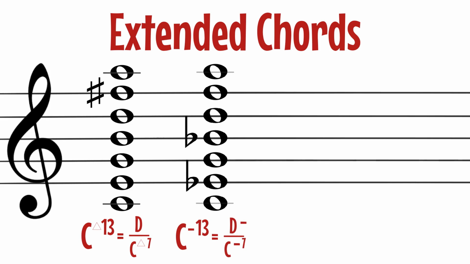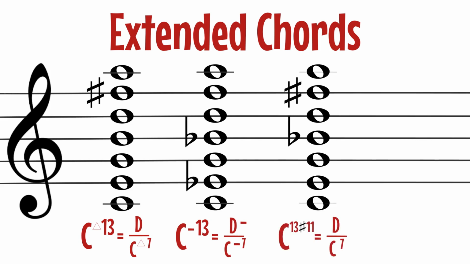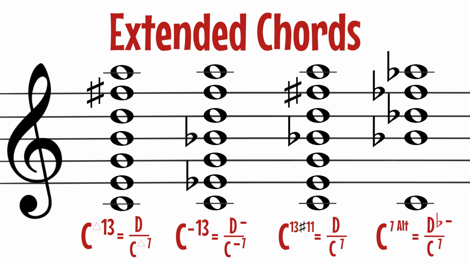The 13-sharp 11 chord is a major triad built over a dominant 7th chord. Finally, the 7/alt chord, which is a minor triad built on the lowered second scale degree on top of a dominant 7th chord omitting the 3rd and the 5th.